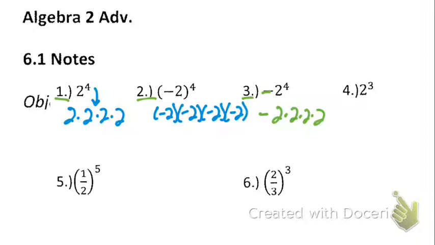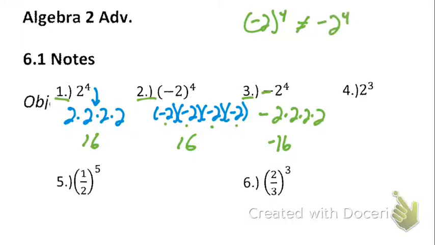So 2 to the fourth power, 2 times 2 times 2 times 2, that's 16. Now negative 2 times negative 2 times negative 2 times negative 2 is positive 16. You have an even number of negatives, so it's going to come out positive. Here we have a negative up front, and then 2 times 2 times 2 times 2 is 16, so this will be negative 16. Now, if you're using a calculator, be careful. If you're trying to see what negative 2 to the fourth power is, it is not the same as this. So make sure you are plugging it in correctly.